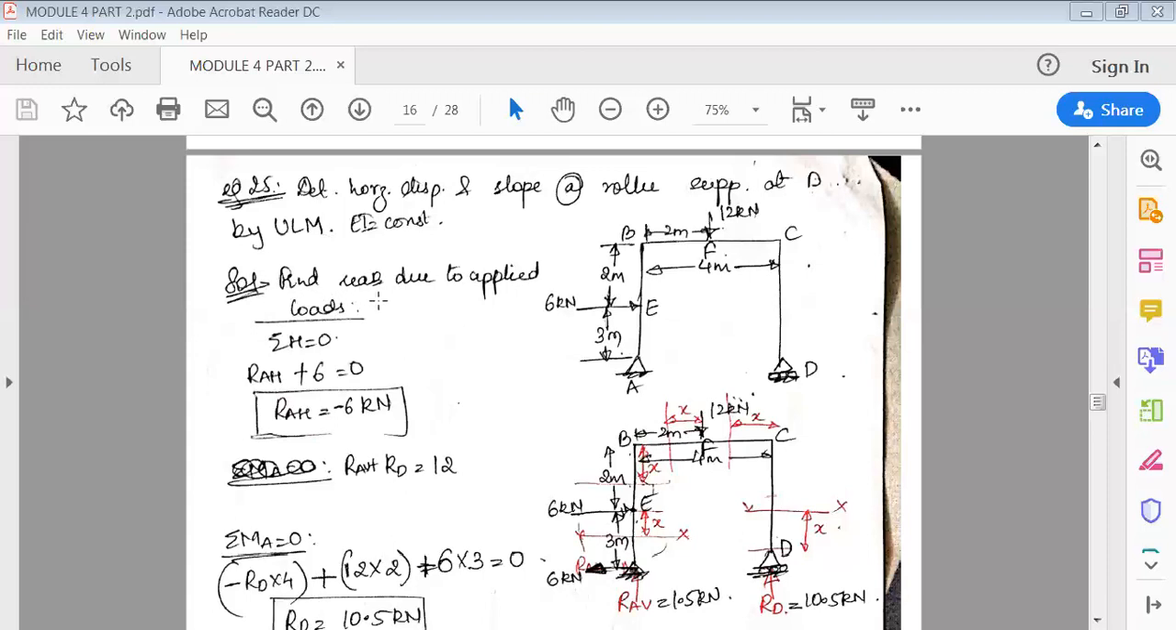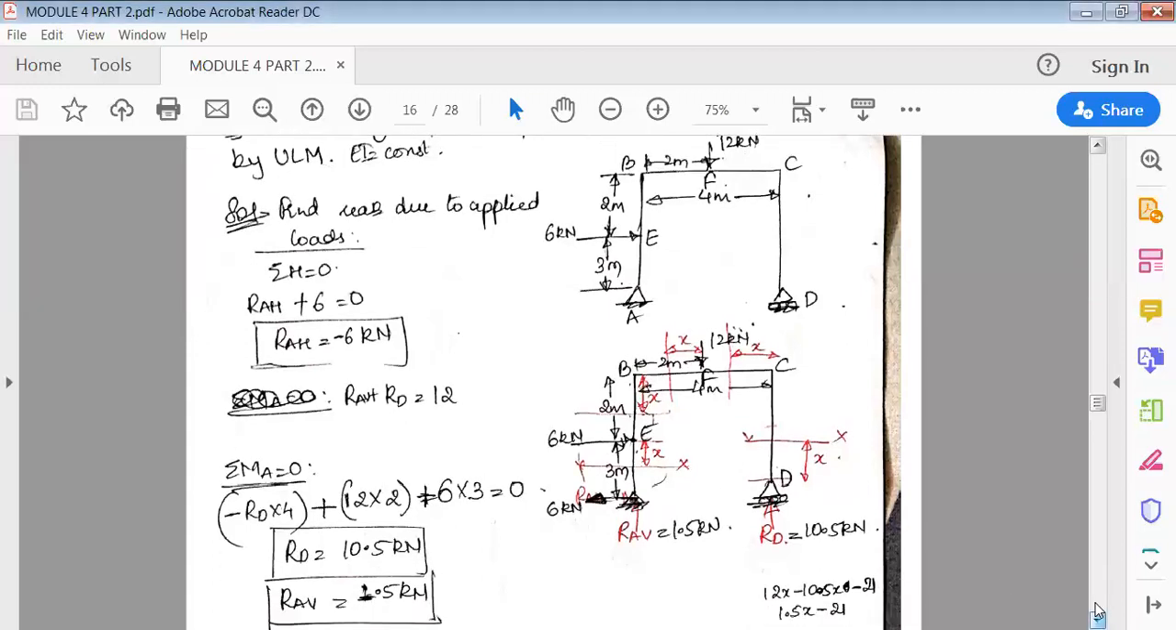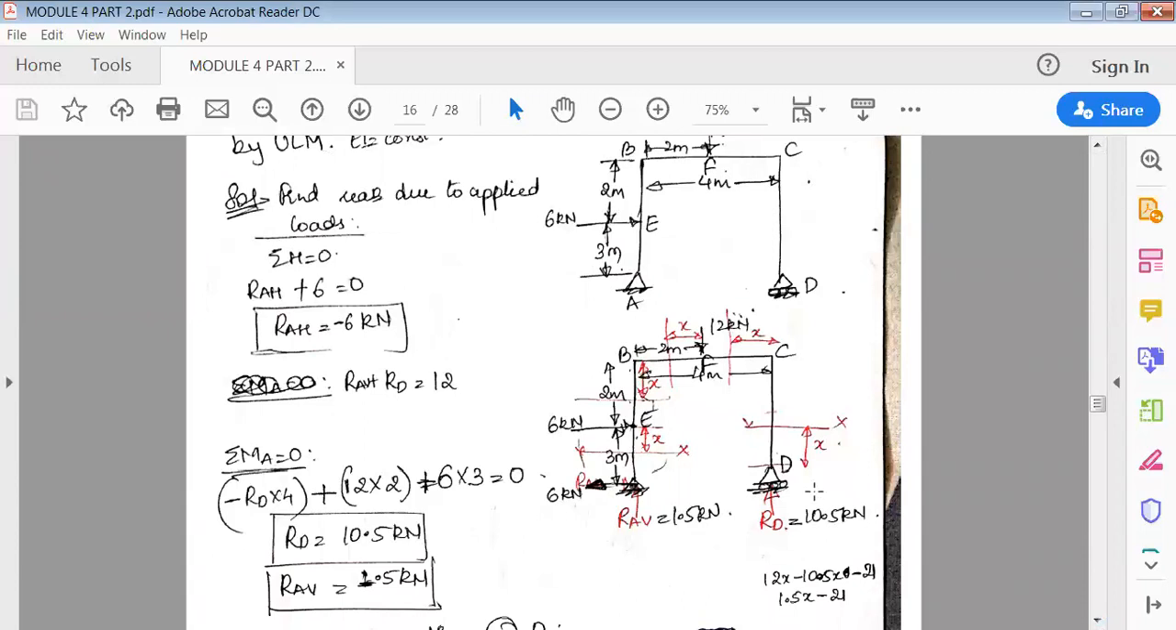So first, as usual, find the reactions of the load. Summation H is equal to 0, summation V is equal to 0, and moment about A is equal to 0. At A there is a hinge support, and at D there is a roller support. At the hinge support, two reactions: RAH, RAV, and RD. Summation H: RAH acting to the right side plus 6 kilonewton is equal to 0, so RAH is minus 6. I've shown RAH here as 6 kilonewton acting to the left side.